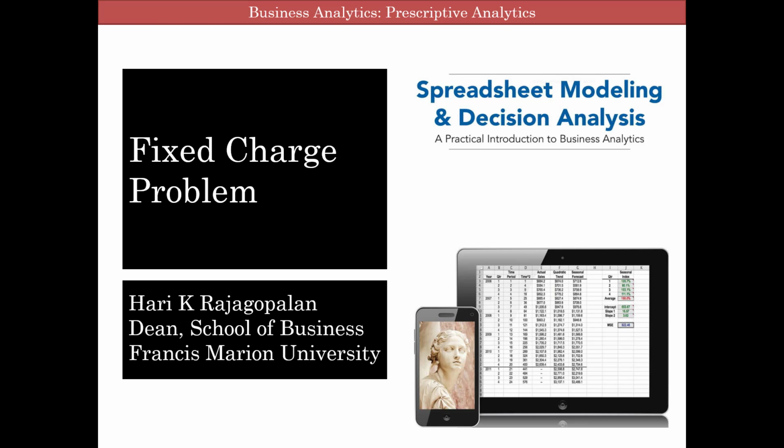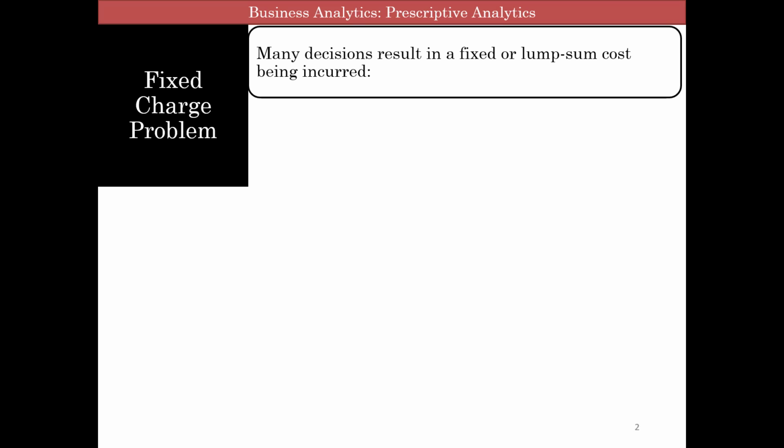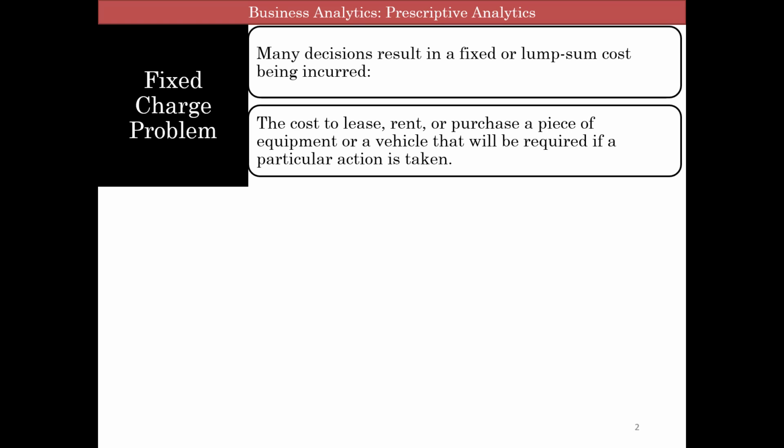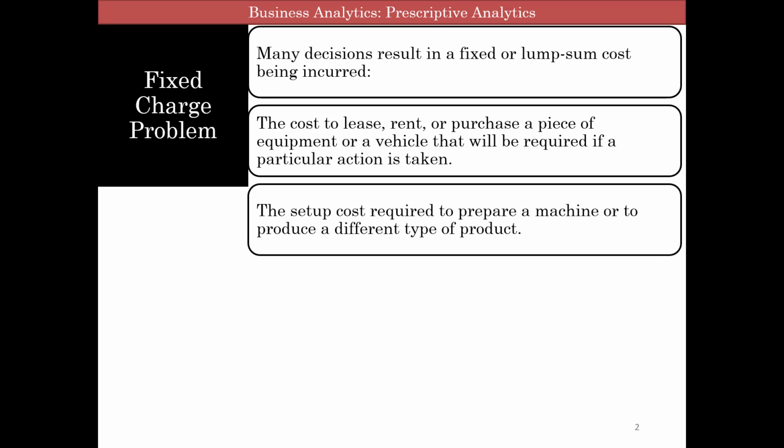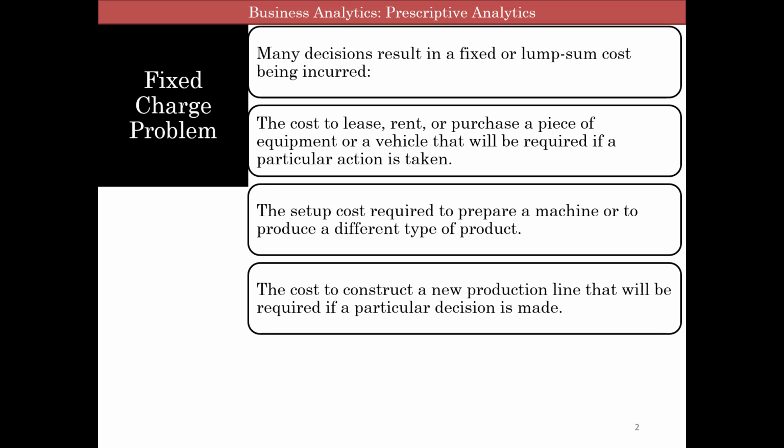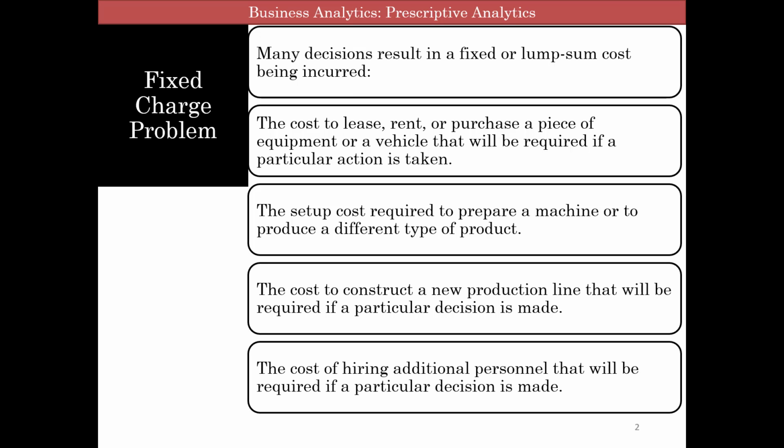My name is Hari Rajagopalan, and I will be walking you through this problem. So we looked at fixed or lump sum costs. It could be the cost of lease, rent, or purchase of an equipment or a vehicle. It could be the setup cost required to prepare a machine or produce a different type of product. It could be the cost to construct a new production line that will be required if a particular decision is made, or the cost of hiring personnel that will be required if a particular decision is made. Or even in a project, if you select a project, then you incur some costs. So that's your fixed cost problem.